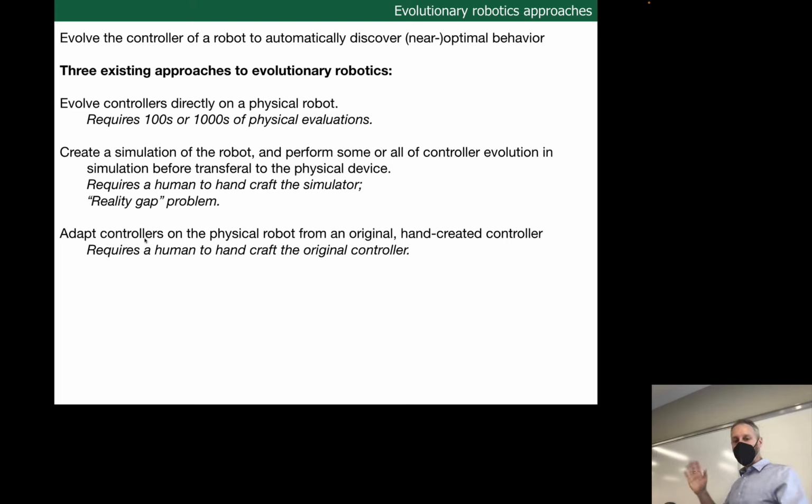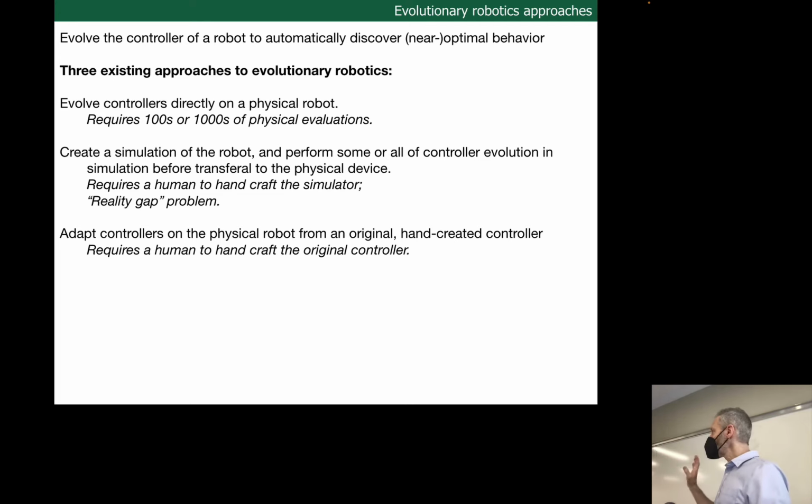Okay. The other approach, which we haven't seen too much of, this is tricky to get right, is we adapt a controller on the physical robot a bit to sort of get things started, and then allow the evolutionary process to take over. It's very difficult because it's very difficult to handcraft a controller. Yeah, again, hopefully you have some experience with that.